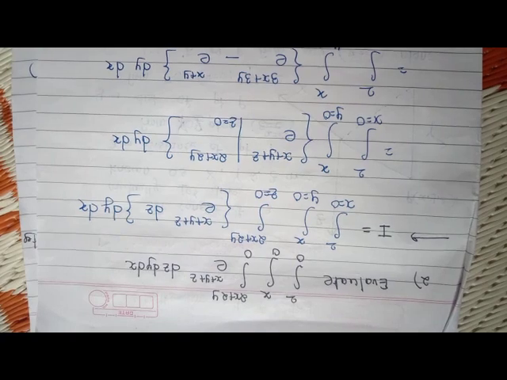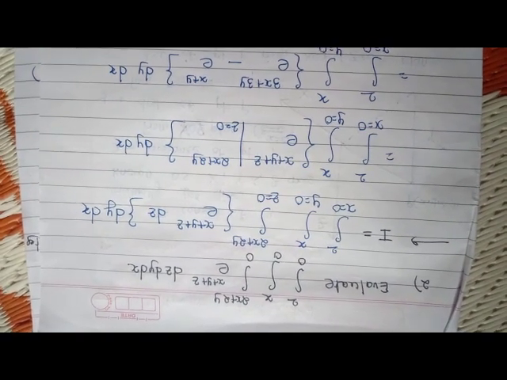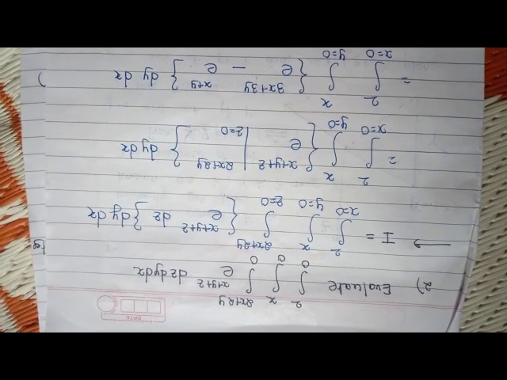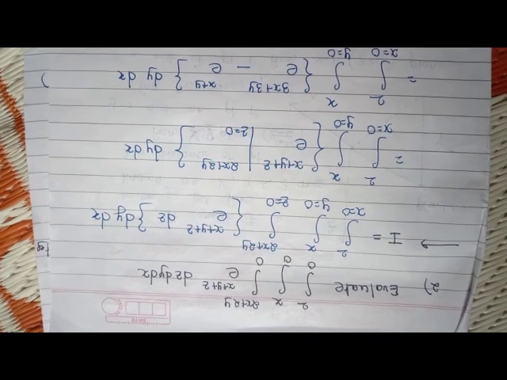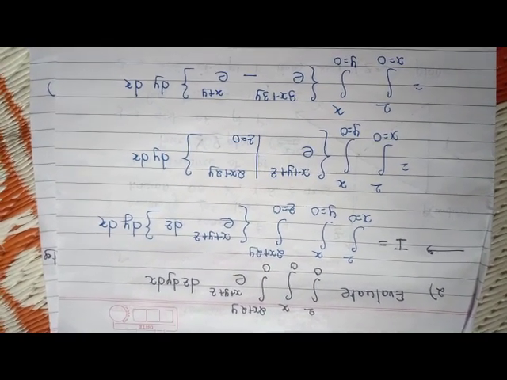Next example, evaluate the integration from 0 to 2, 0 to x, 0 to 2x plus 2y, e raised to x plus y plus z, dz dy dx. The innermost limits are limits of z, then limits of y, and then finally limits of x.